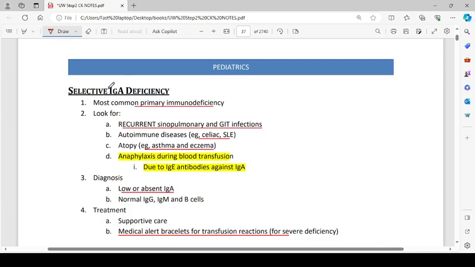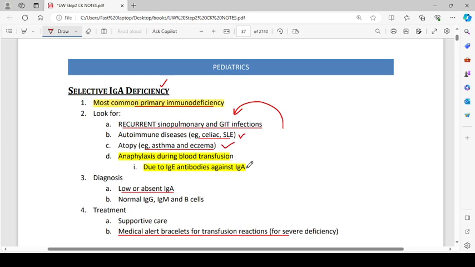The next thing is about selective IgA deficiency. Most common primary immunodeficiency. This is an important point, that the most common immunodeficiency is selective IgA deficiency. You must look for recurrent sinopulmonary and GIT infections. Autoimmune diseases, for example celiac disease and SLE, can also be associated with this. Atopy, like asthma and eczema, can be present.